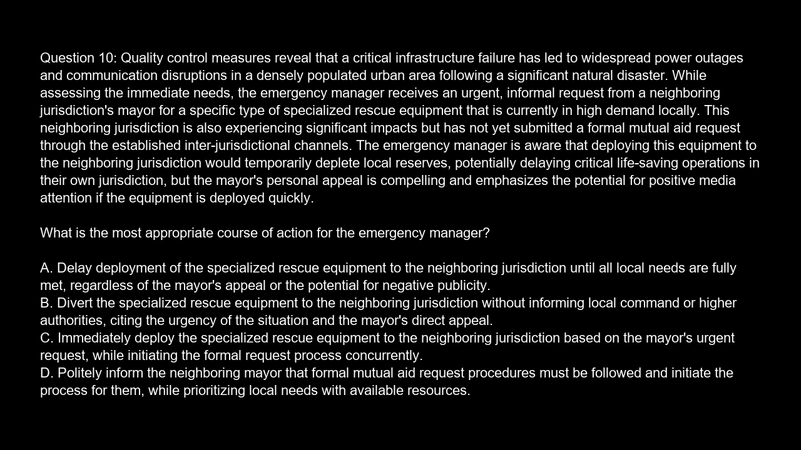Option C. Immediately deploy the specialized rescue equipment to the neighboring jurisdiction based on the mayor's urgent request, while initiating the formal request process concurrently. Option D. Politely inform the neighboring mayor that formal mutual aid request procedures must be followed and initiate the process for them, while prioritizing local needs with available resources.